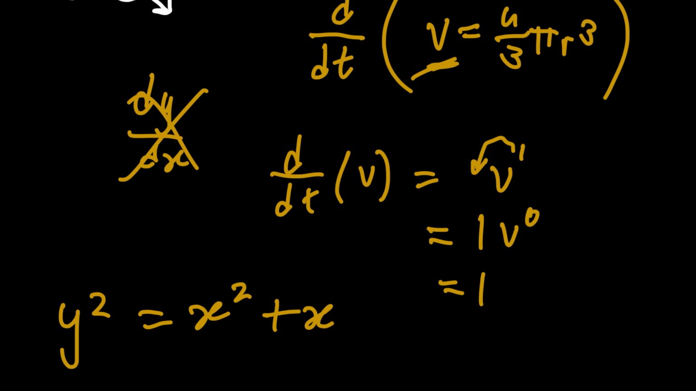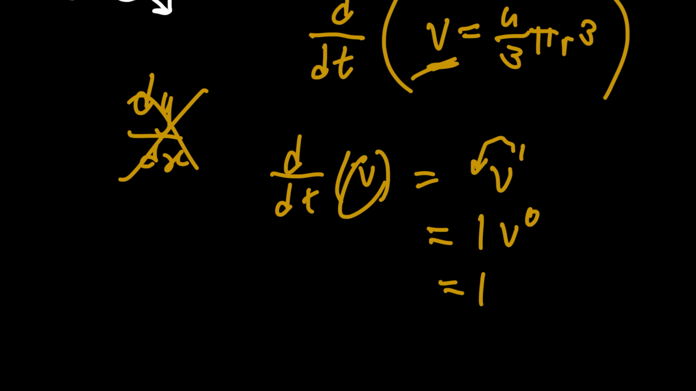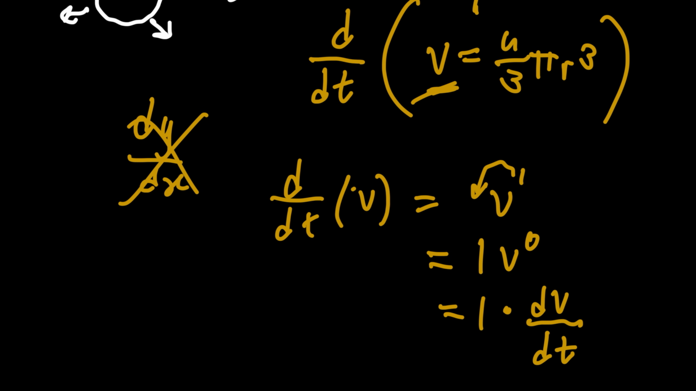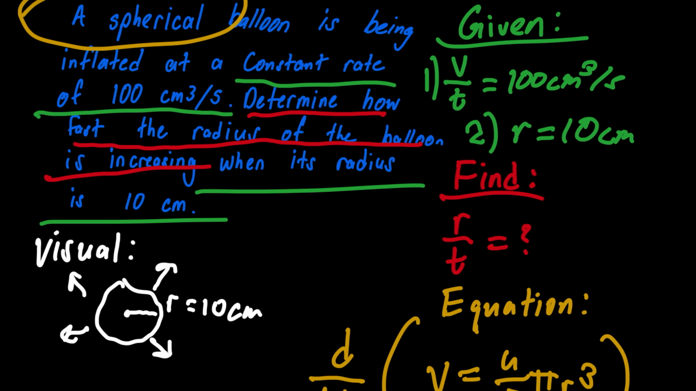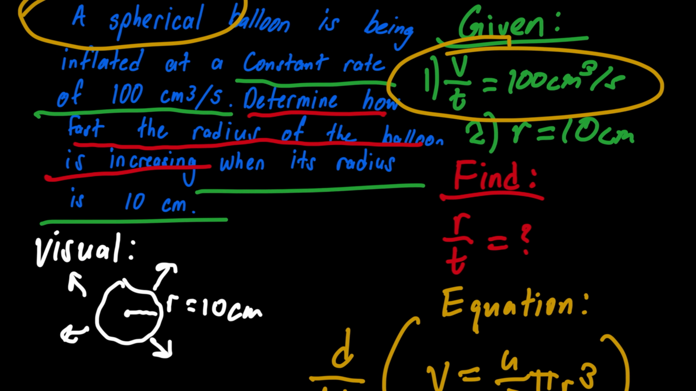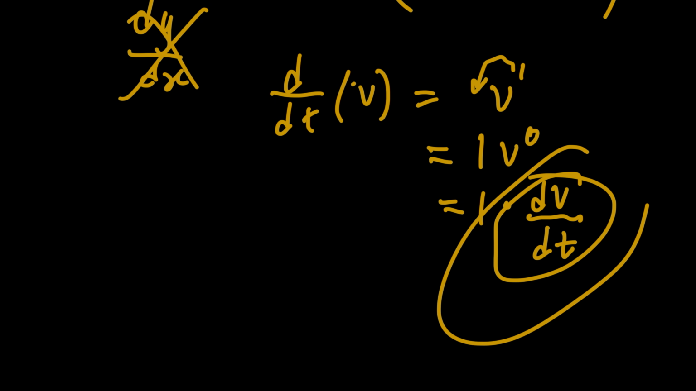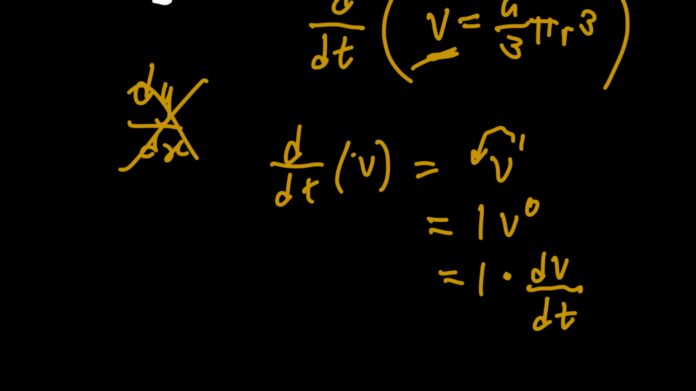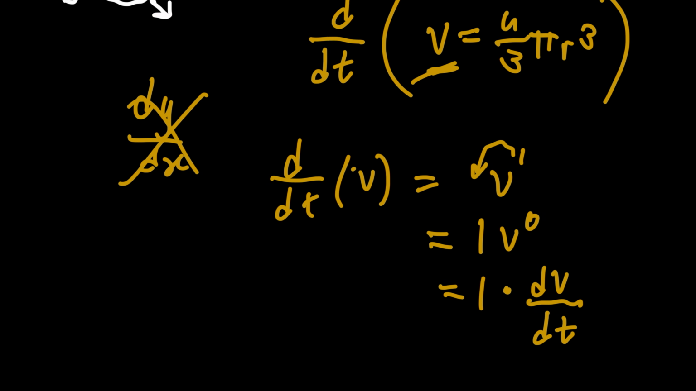We need to take the derivative of the inner function as well. So we need to apply chain rule. And the inner function over here is not v prime, but it's dv over dt. Now, if you notice, dv over dt is similar to this given right here, v over t. So what we've just done is we found the rate of change of the volume. Okay, now let's finish off the rest of the question.